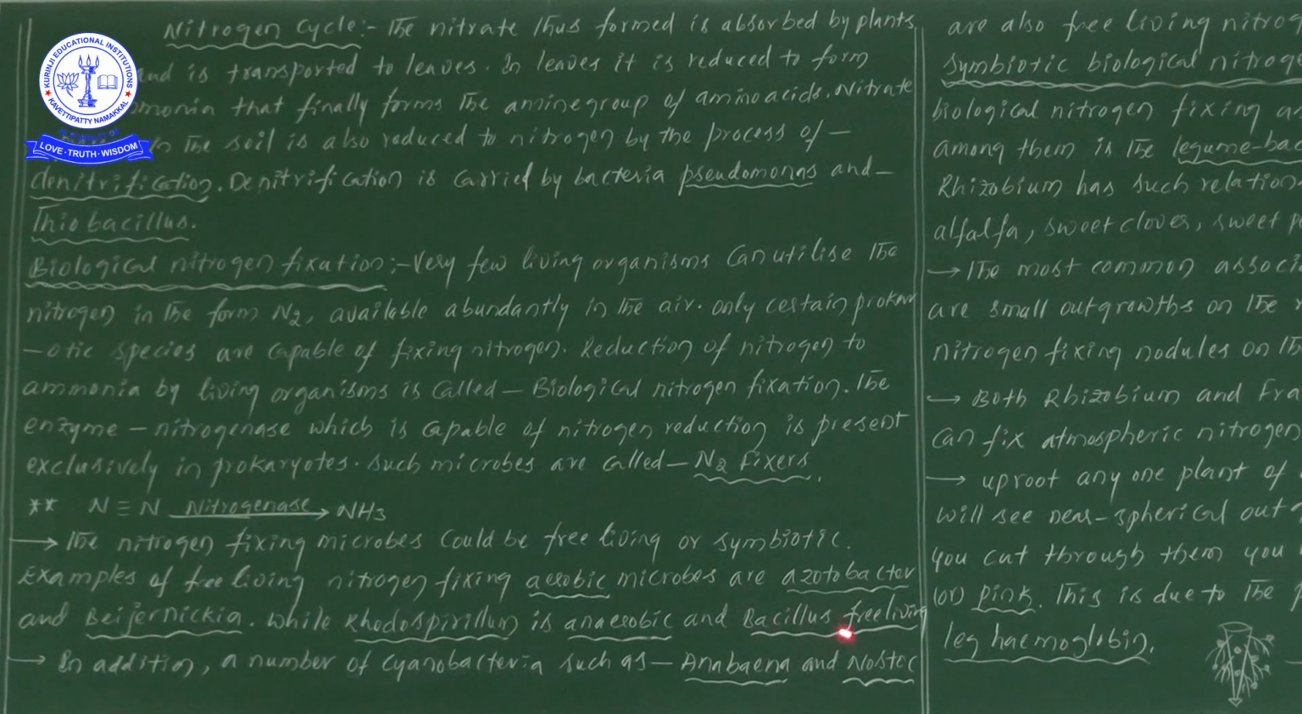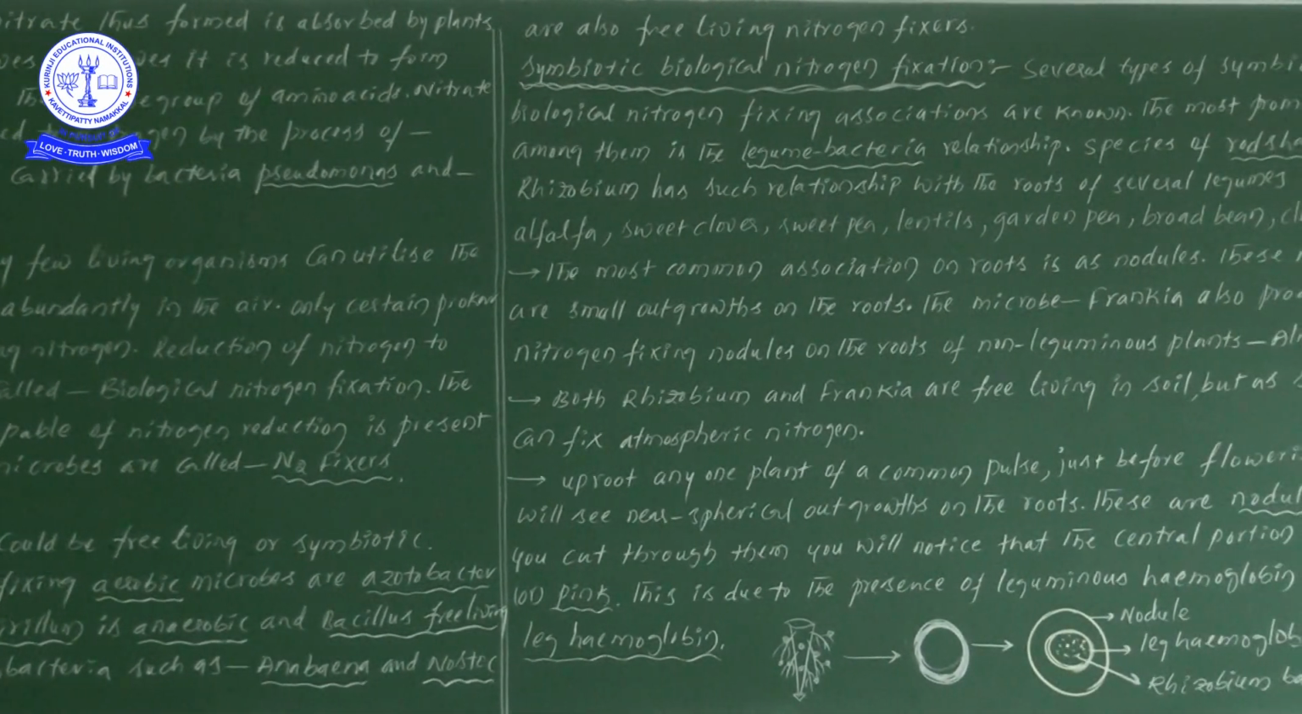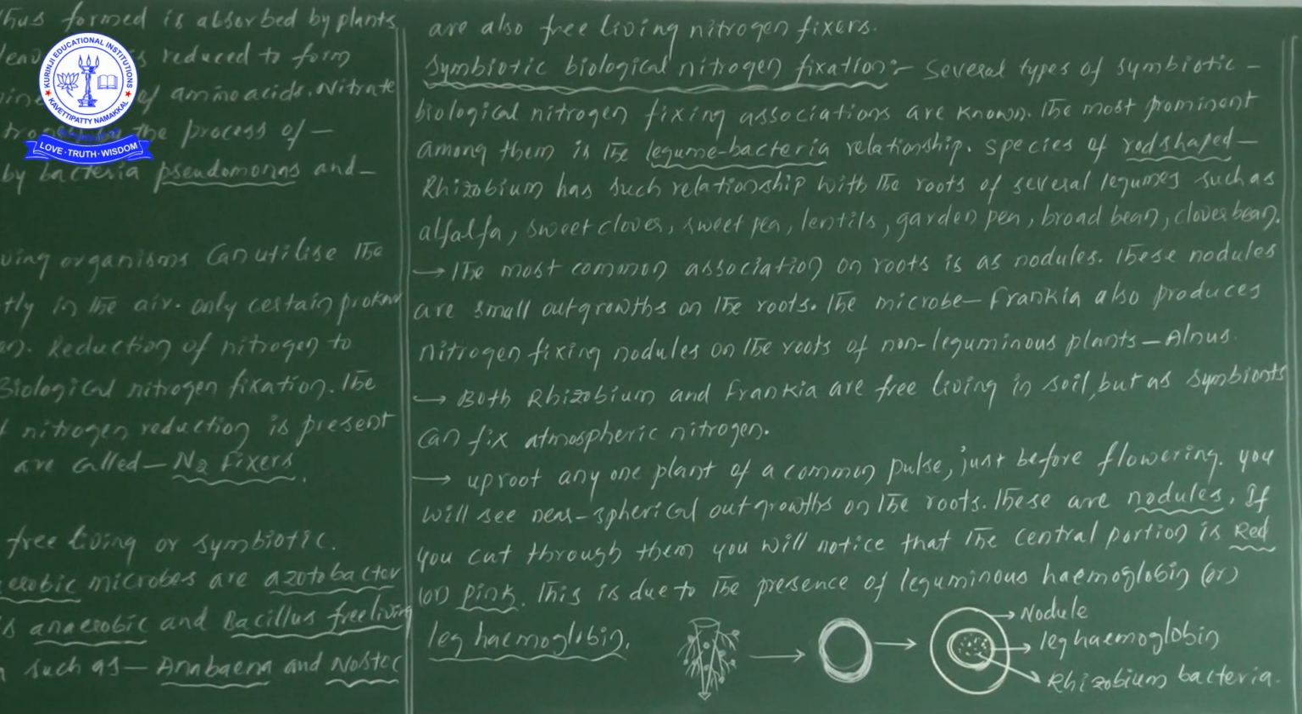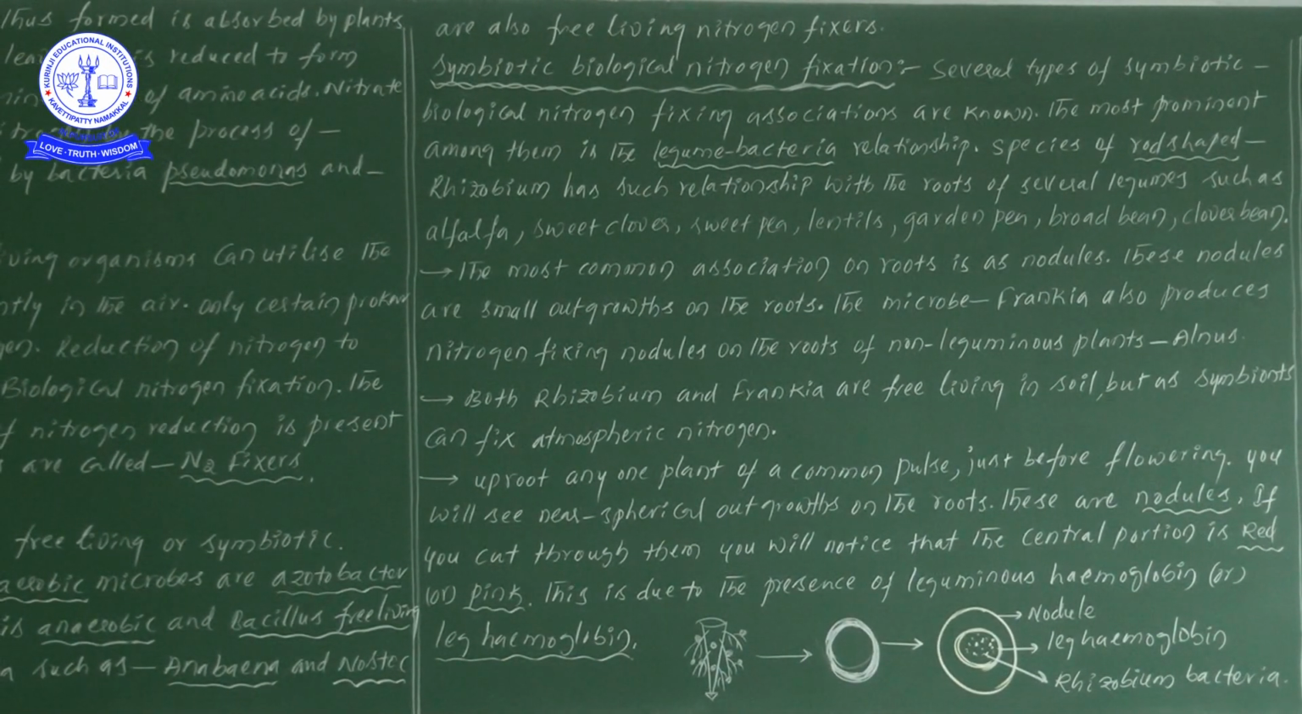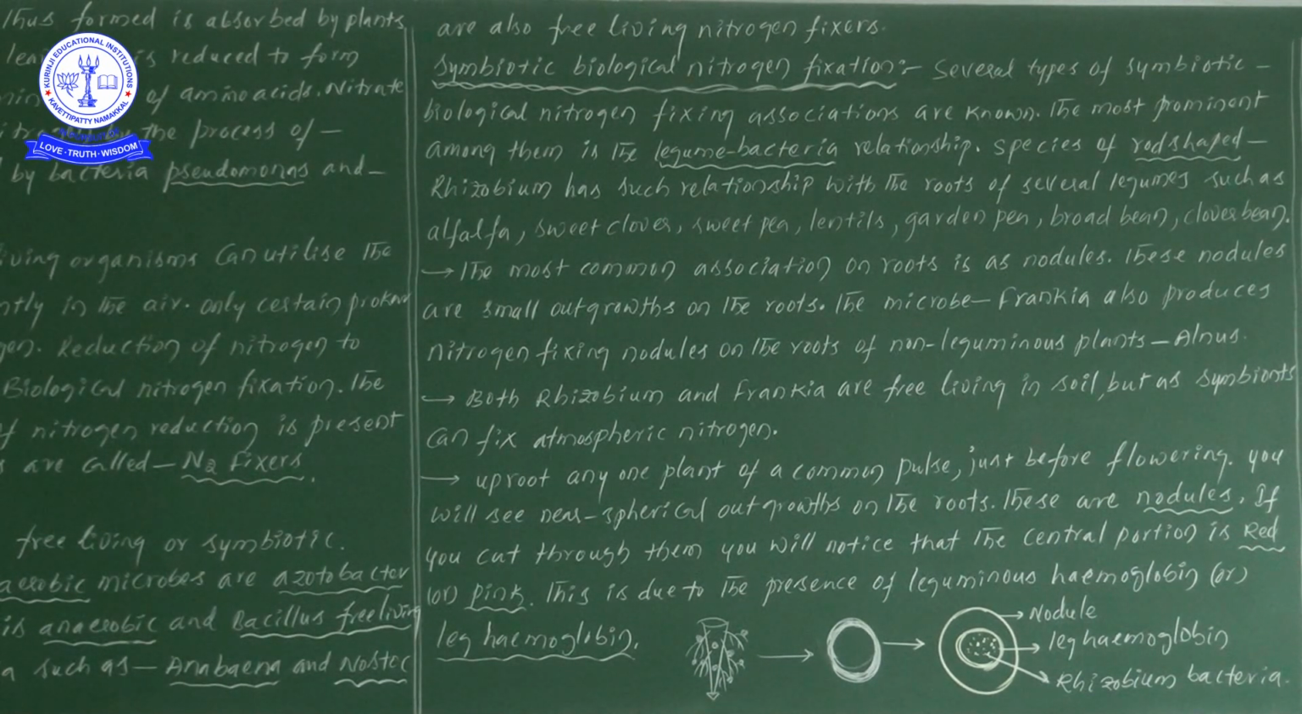And Bacillus also is free living. In addition, a number of cyanobacteria such as Anabaena and Nostoc also are free living nitrogen fixers. From the bacteria point of view, there are two different types we have seen: one is free living, and another type is symbiotic. Some bacteria have the capability to fix atmospheric nitrogen even in free living conditions, with no need to depend on any other organism as a symbiont.